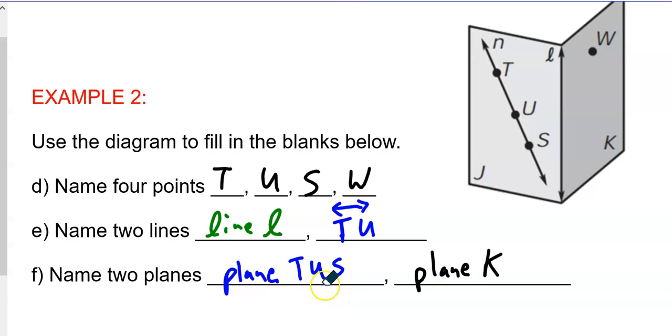Okay. The order of this could have been different too. It could have been SUT or something like that. And then I also have the one over here on the right, and that one is plane K, so I used it here. Okay.